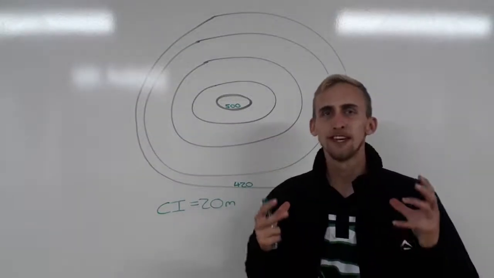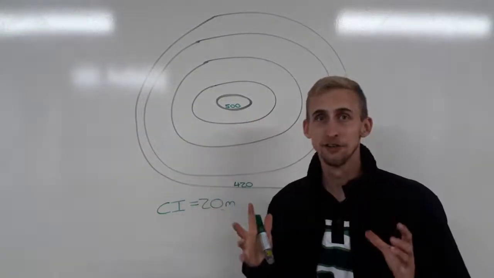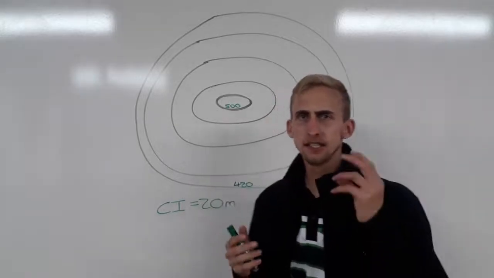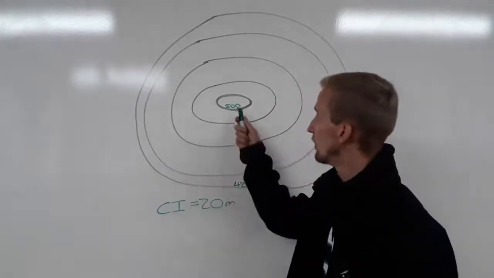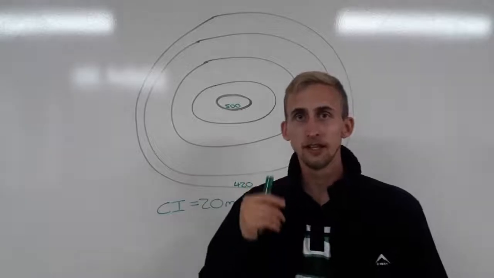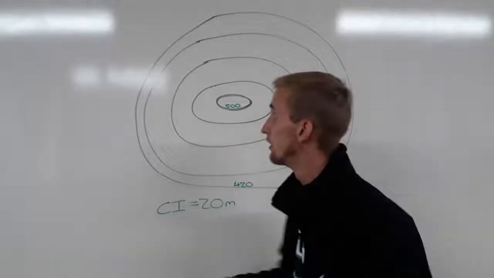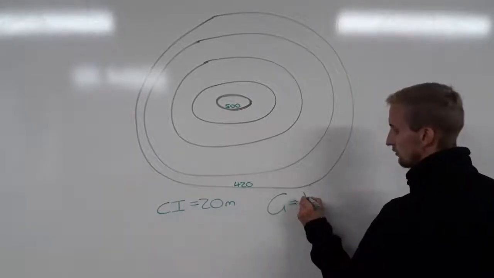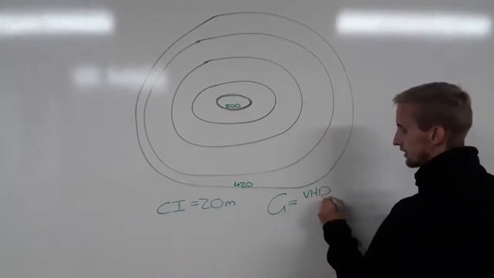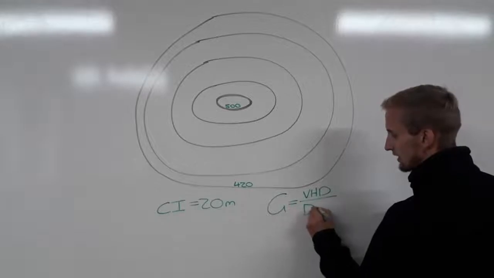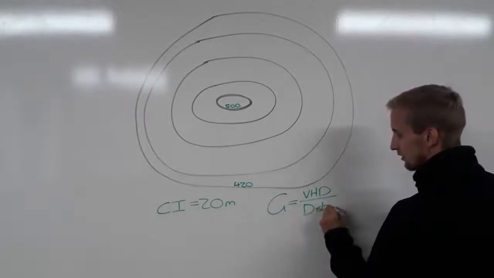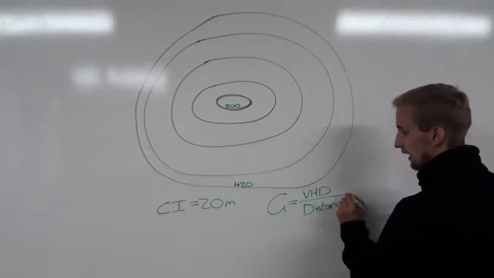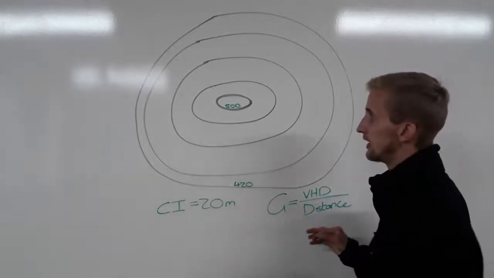So we're now looking at gradient, alright? With gradient, there's two things you need to know. You need to know the distance and you need to know the height difference, because gradient is equal to your vertical height difference over your distance. That is the formula for gradient.